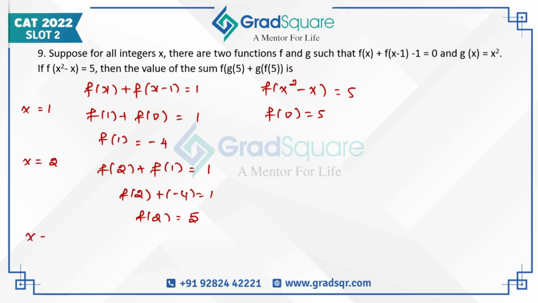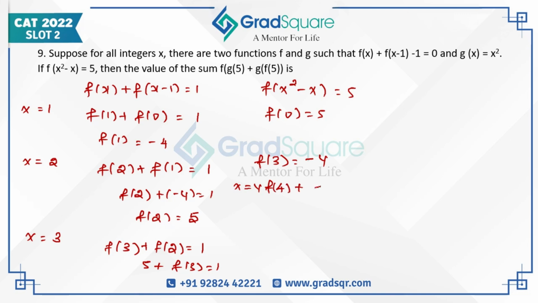Now if I change this to 3, then f of 3 plus f of 2 should give me 1, and f of 2 we know is 5, so f of 3 is equal to minus 4. And if I calculate f of 4, that is at x equal to 4, f of 4 plus f of 3 equal to 1, that means minus 4 plus f of 4 is equal to 1. That makes f of 4 equal to 5.